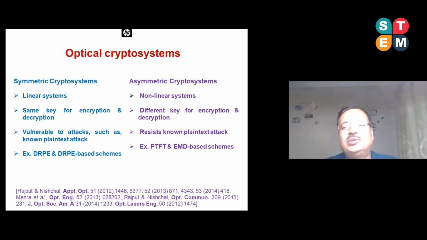Examples of symmetric systems are DRPE, what we call double random phase encoding, and the derivative schemes. And for asymmetric crypto systems, we have the PTFT, the phase truncated Fourier transform, and EMD based schemes. EMD stands for equal modulus decomposition based schemes. In the Fourier phase truncation, the phase and amplitude parts are different, so we can equate them using some factor. This is what we do in the equal modulus decomposition method, and that improves the efficacy of the whole system.